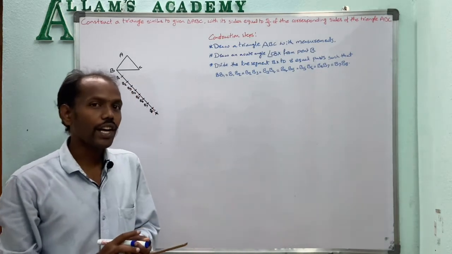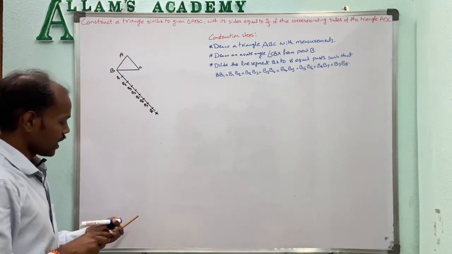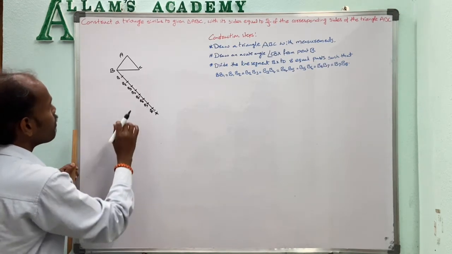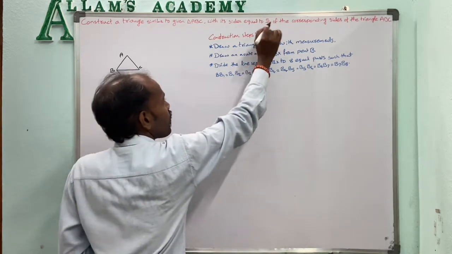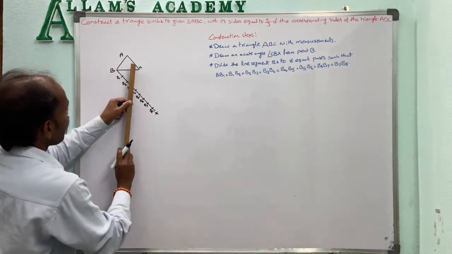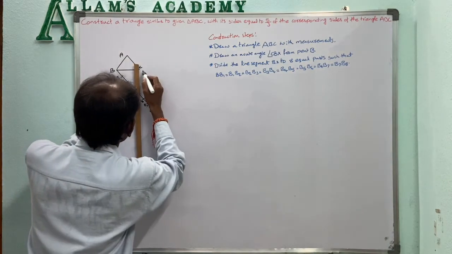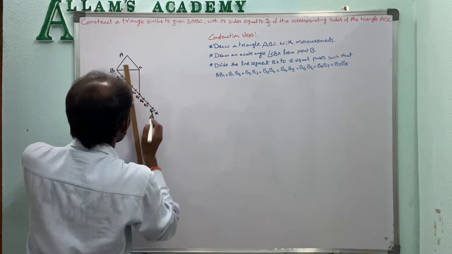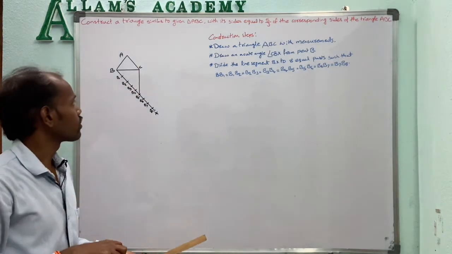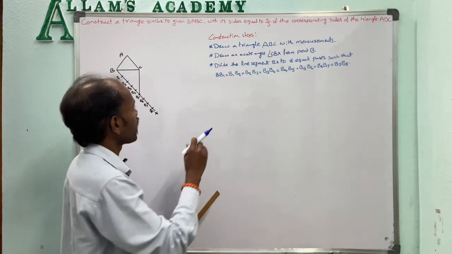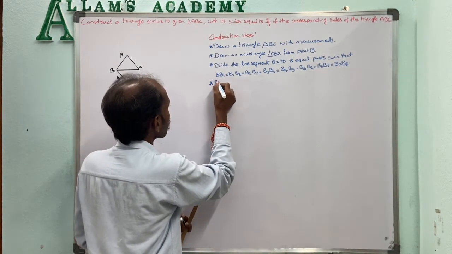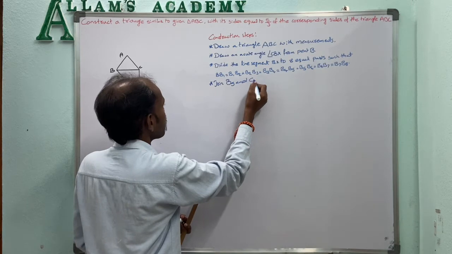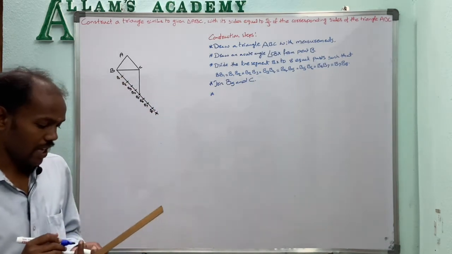Now for getting our answer, join B5 and C. Why? Because it is 5 by 3 times, so 5 is the numerator, so for that purpose 5 is joined. So now we write: join B5 and C.